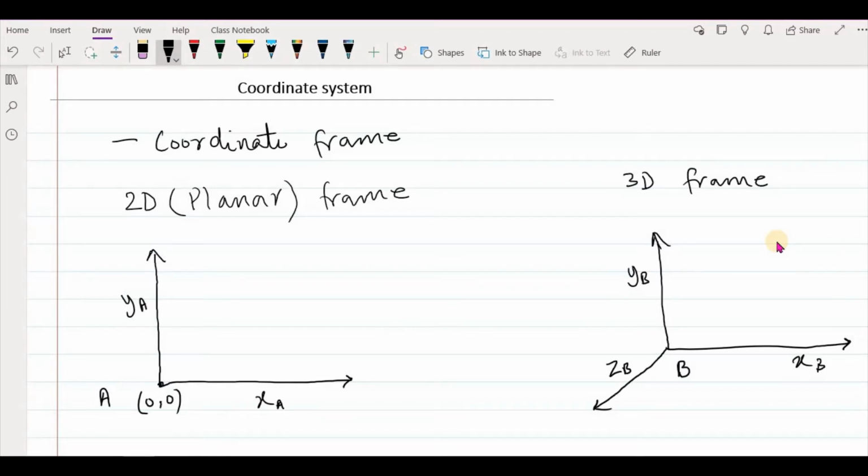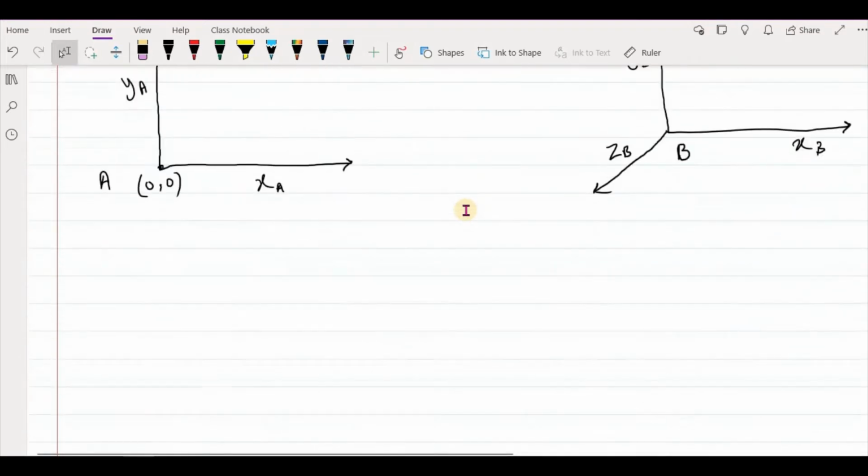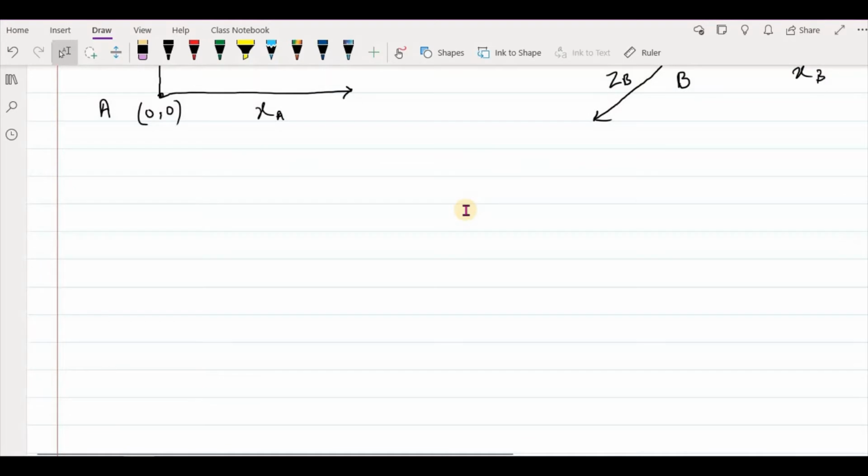So now let's define what is a position in a coordinate system.